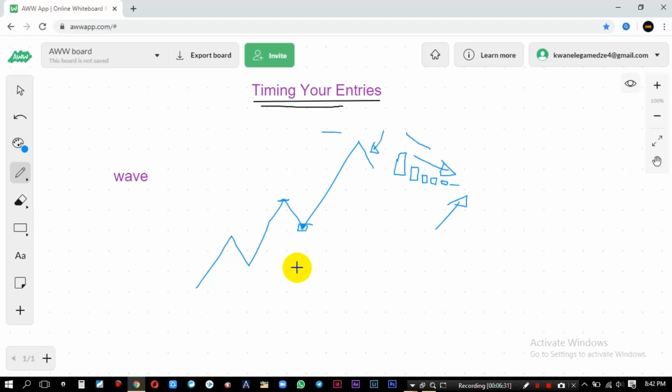So it is very dangerous to enter from the impulsive wave. It is advised to enter from the corrective wave. When the price is correcting, then look for an entry.